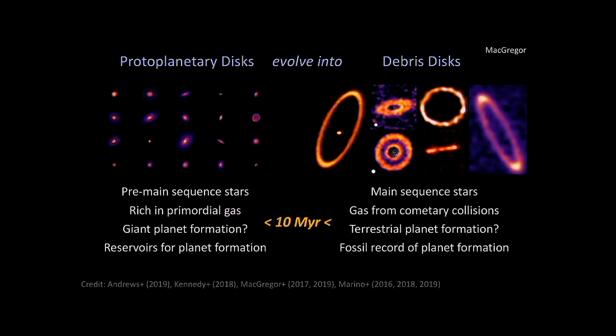This is really the only time that we definitely have enough material to form giant planets, things like Jupiter. So I like to think of protoplanets as the reservoirs of planet formation.